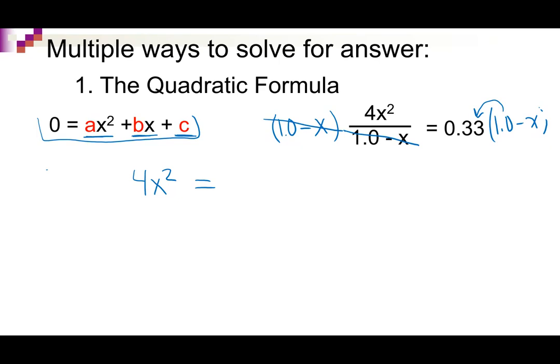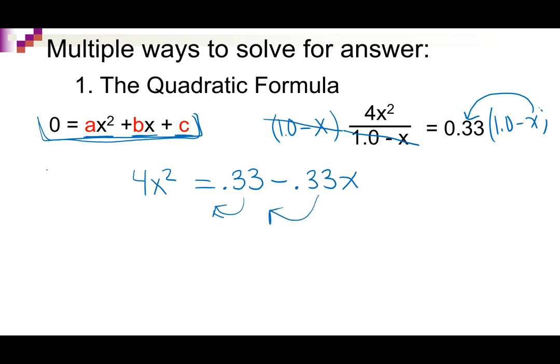So 1 times 0.33 is just 0.33. And x times 0.33 is going to be minus 0.33x. Okay. Well, now we don't have any fractions, so that's good. Now we need to make it look like this, where we have 0 on one side and everything else on the other side. So I'm actually going to move these variables over to the left.